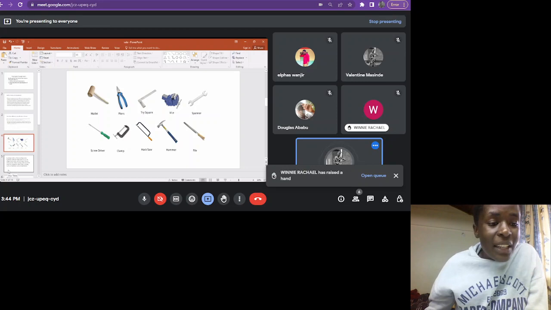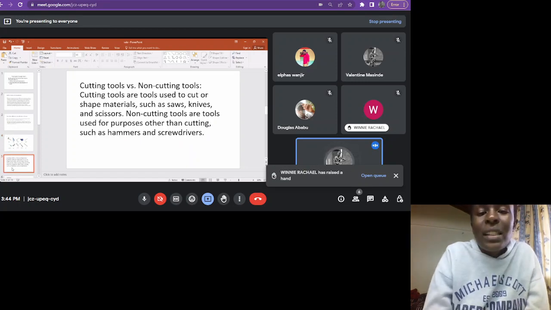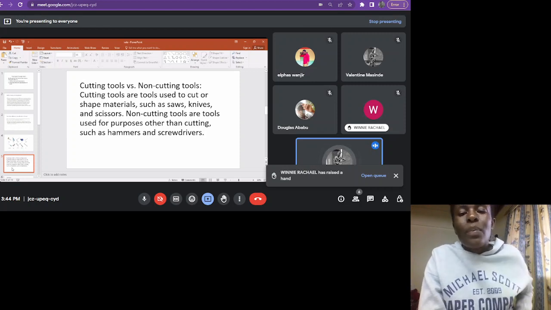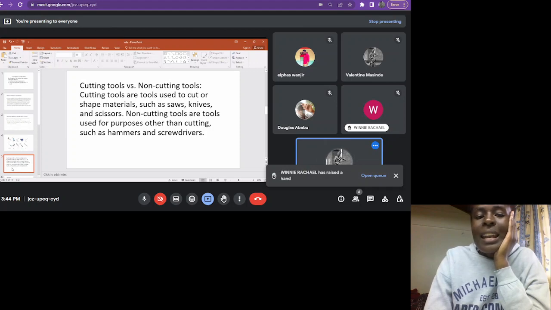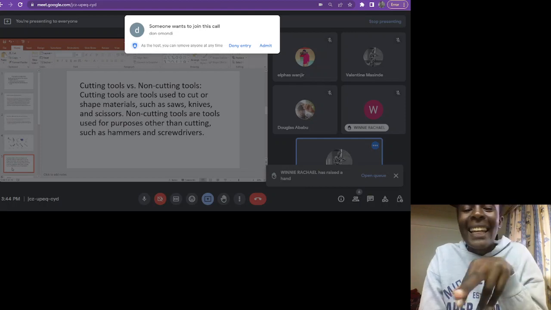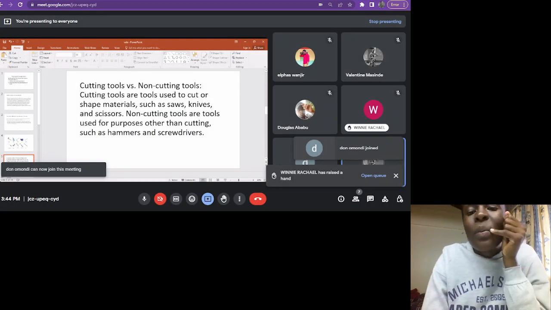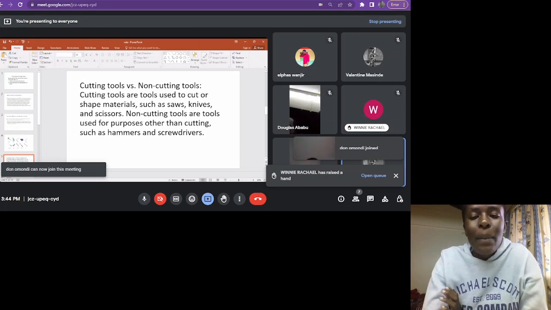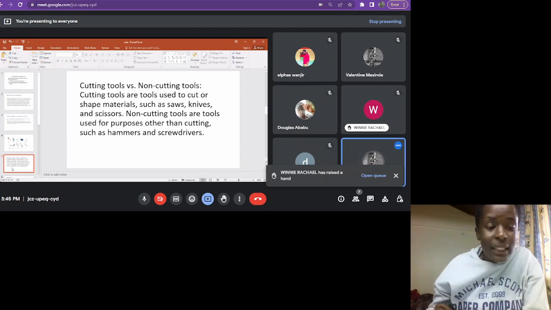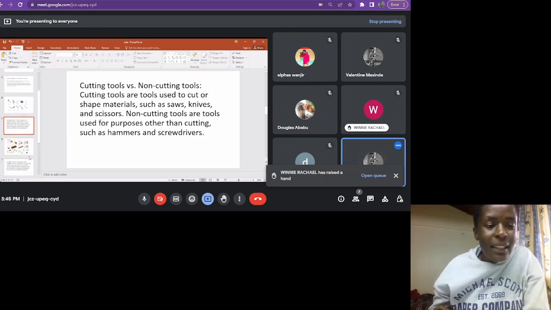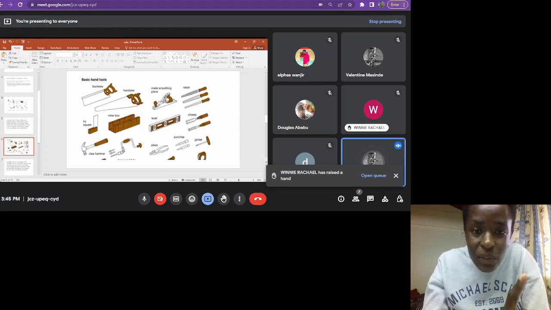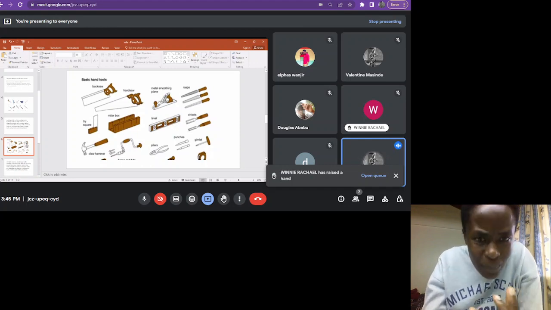So another classification is the cutting tools and non-cutting tools. Cutting tools are tools used to cut or shape materials, such as saws, knives, and scissors. Cutting tools inatumika kukata. And non-cutting tools are tools used for purposes other than cutting, such as hammers and screwdrivers. You cannot use a hammer for cutting. We have a drawing showing the cutting tools. We have the handsaw and backsaw.